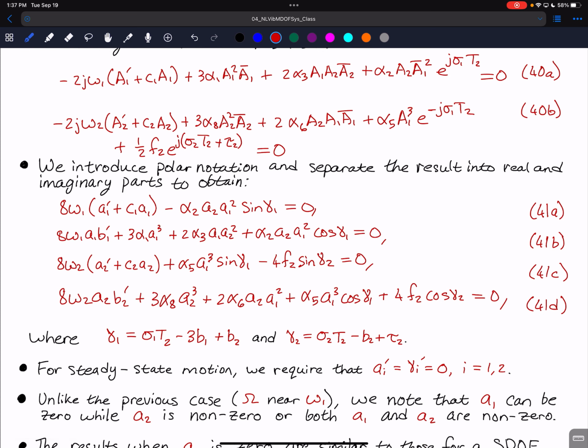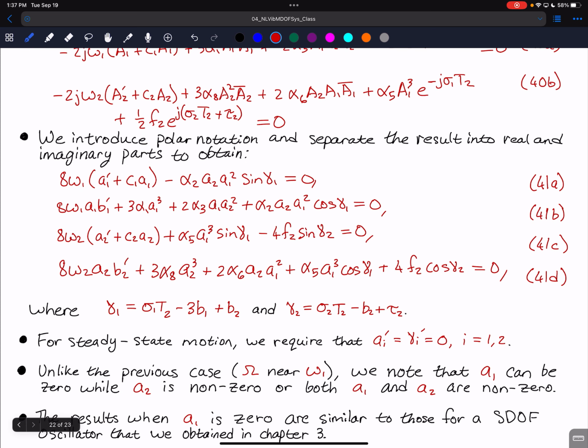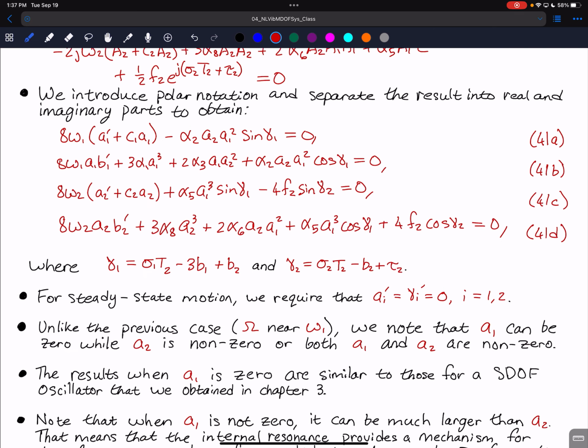All right, so just like normal for steady state, we would set the derivatives equal to 0. We're not going to write that out, but you set them equal to 0, and then you end up with 4 coupled algebraic equations that you can then solve numerically in this case. I'll show the plots actually right now.